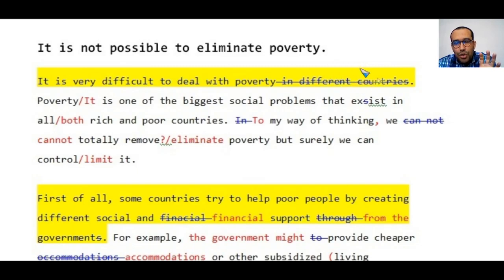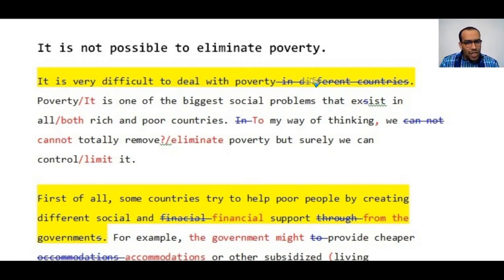What this writer wanted to say here maybe is, it is very difficult to deal with poverty in all parts of the world, because by saying in different countries, it's like he's saying that dealing with poverty in countries that are different, it's like he's trying to compare one category of countries with another category of countries, and that is not the idea that it appears that the writer wants to convey from this sentence, and therefore we need to be careful about the words that we are using in our sentences.